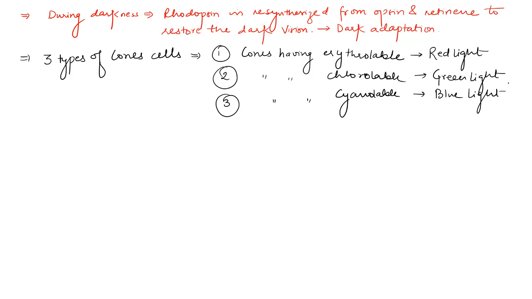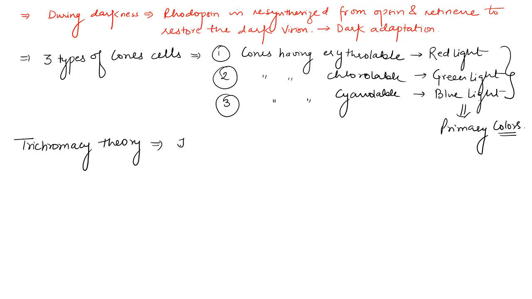A combination of these three colors of light produces all the colors humans can see. These are the primary colors. It was given under the trichromacy theory that these three colors basically help in making different colors.